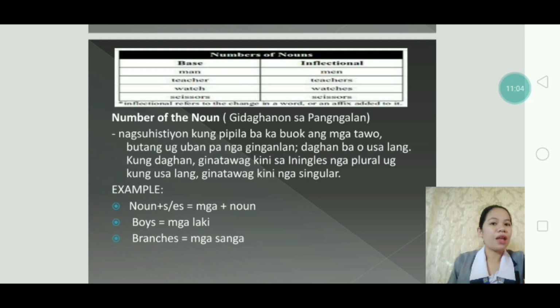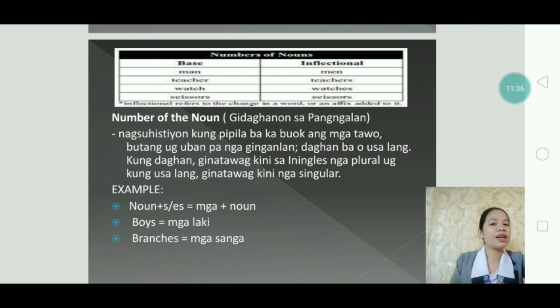Gidaghanon sa pangalan. Nagsuwestyon kung pipila baka buok ang mga tawo butang ug uban pa nga ginganlan. Daghan ba or usa lang? Kung daghan, gitawag kini sa English nga plural or many, daghan na siya. O kung usa lang, gitawag ni siya singular o isa ra, single. O, sa mga single diha, kaway-kaway. Okay, now, let's go to the examples.